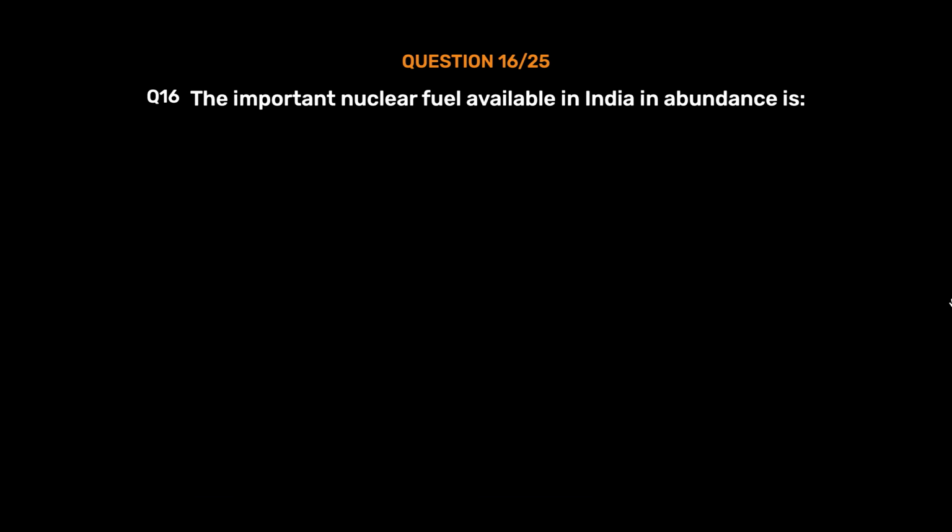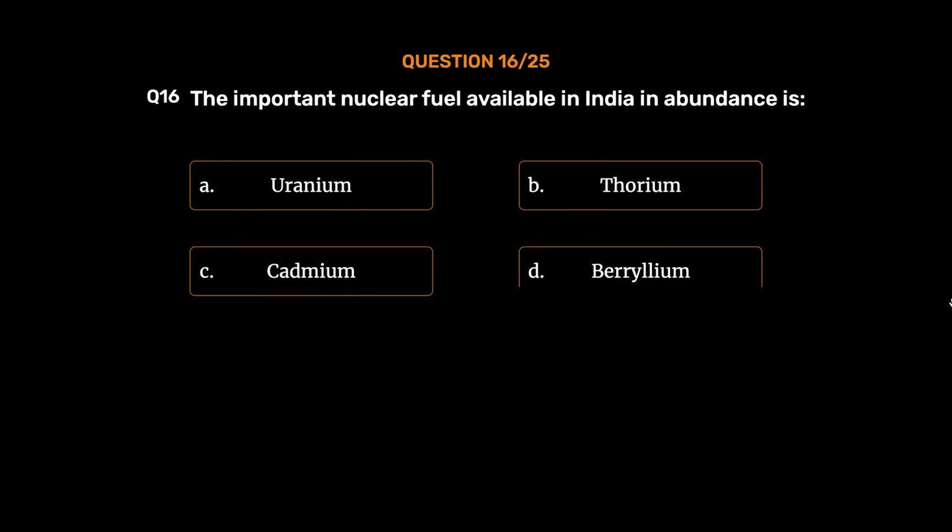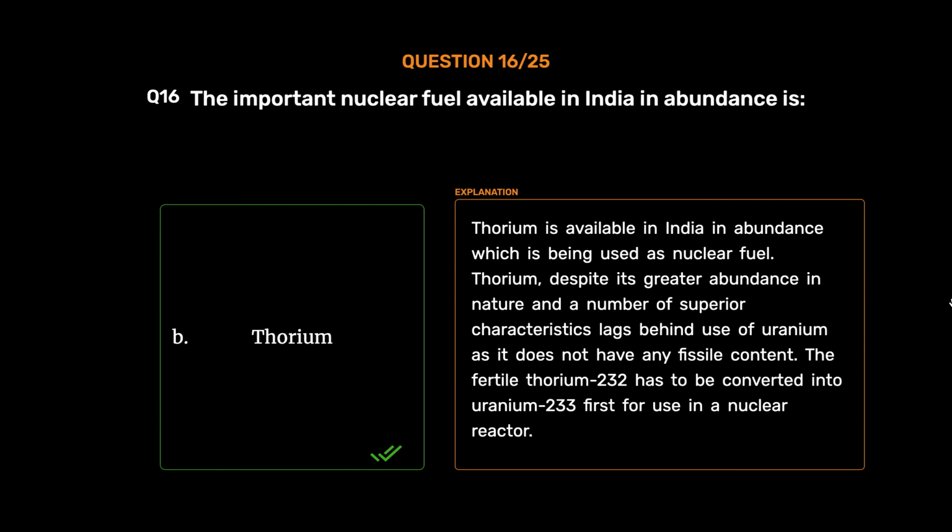Question number 16. The important nuclear fuel available in India in abundance is option A. Uranium. Option B. Thorium. Option C. Cadmium. Option D. Beryllium. The correct answer is option B. Thorium. Thorium is available in India in abundance, which is being used as nuclear fuel. Thorium, despite its greater abundance in nature and a number of superior characteristics, lags behind use of uranium as it does not have any fissile content.